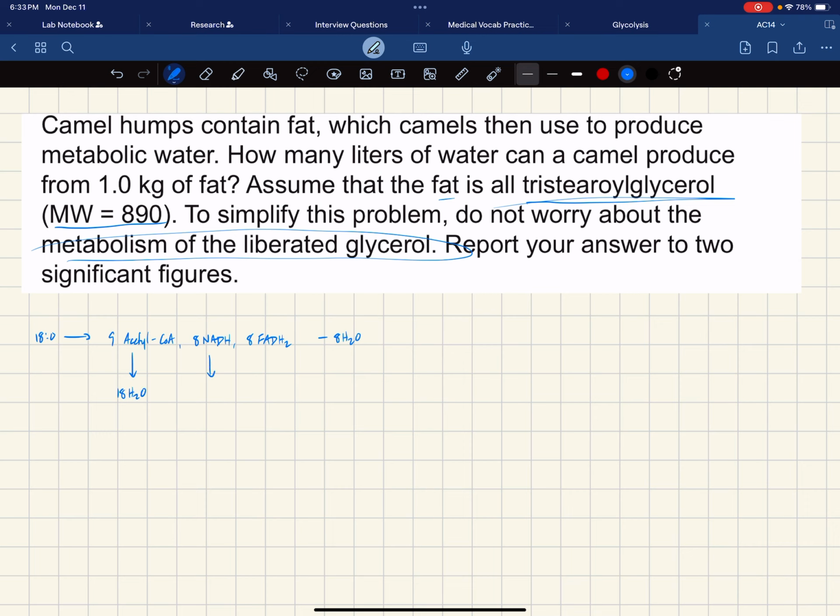Our NADH will directly give us 8, and so will our FADH2. And we're also going to lose 8 that we invested to do this. So we add these together. These will cancel each other out, and we're left with a net of 26 water per stearate.